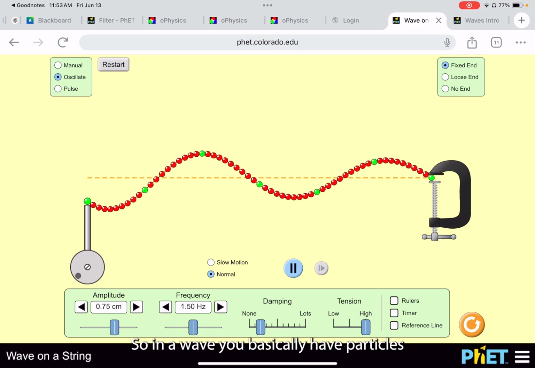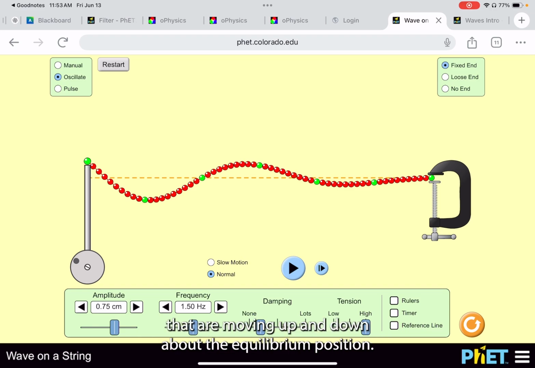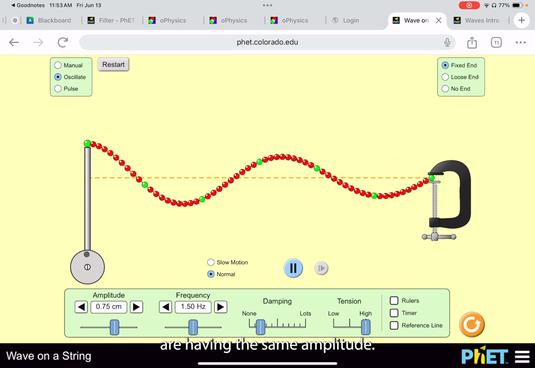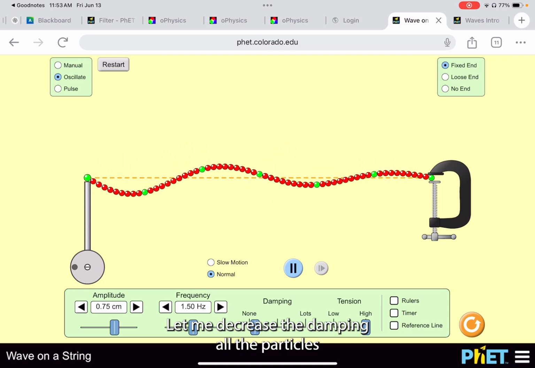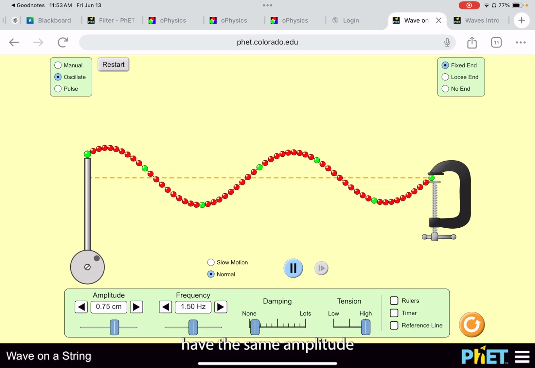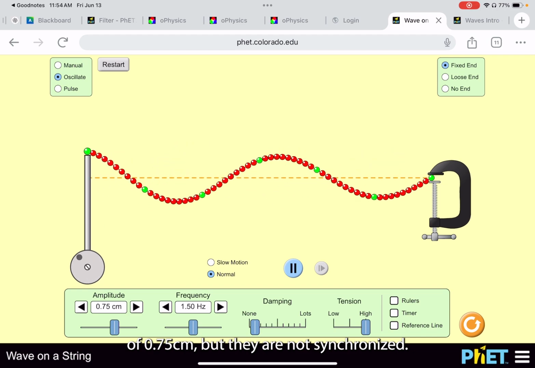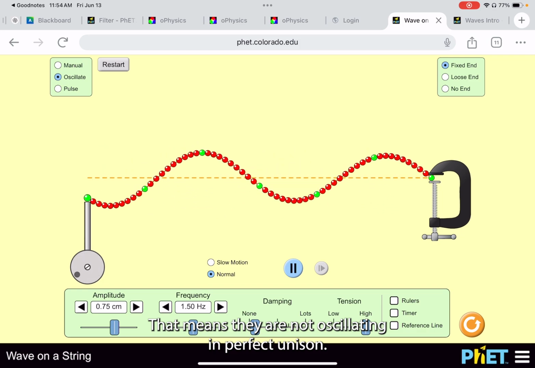In a wave, you basically have particles that are moving up and down about the equilibrium position. The brown dotted line is the equilibrium position. Let me decrease the damping. All the particles have the same amplitude of 0.75 centimeter, but they are not synchronized. That means they are not oscillating in perfect unison.